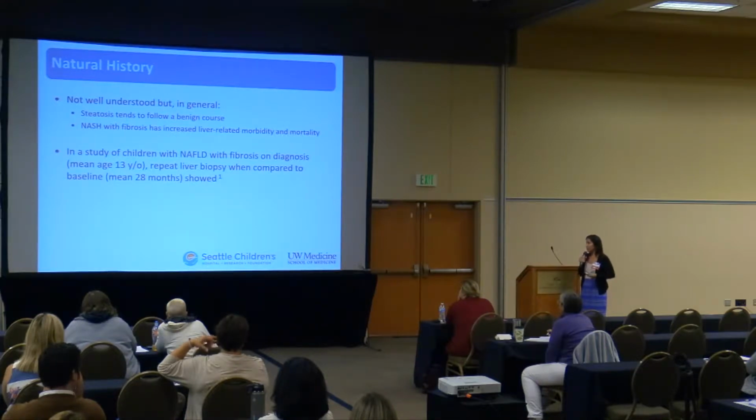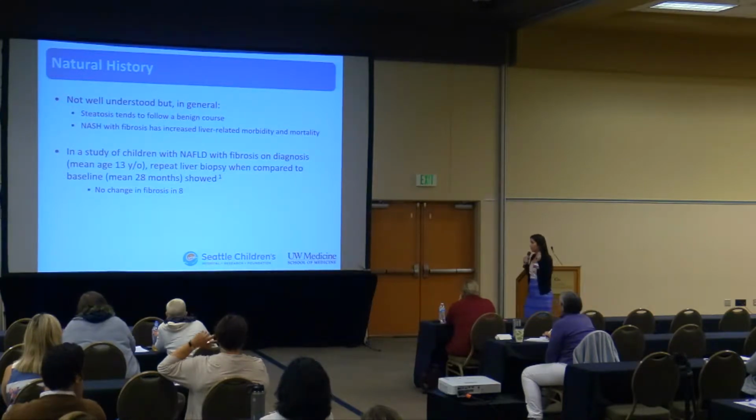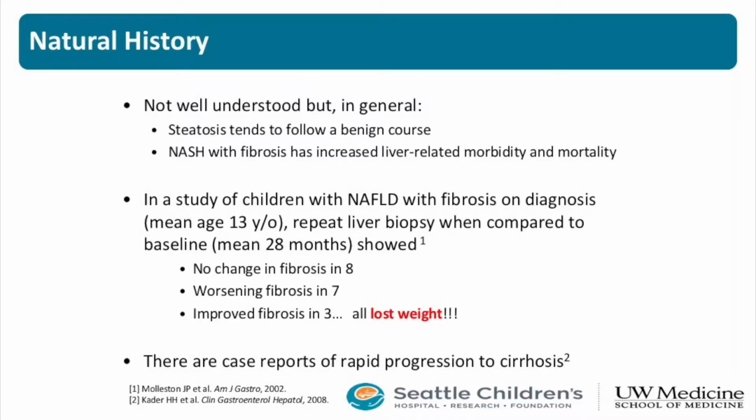Scary thing for us: in a study of children with fatty liver, a bunch of the kids actually showed fibrosis on initial liver biopsy. So you can have fibrosis, a scarred liver, with any level of ALT or AST. They studied the natural history of these kids. 28 months later, 8 had no change in fibrosis, 7 had worse fibrosis, and 3 kids had improving fibrosis. And they were the ones that lost weight. The three who lost weight actually had reversal of fibrosis. So it doesn't matter if you have scarred tissue at diagnosis; it can be reversible if you lose weight.